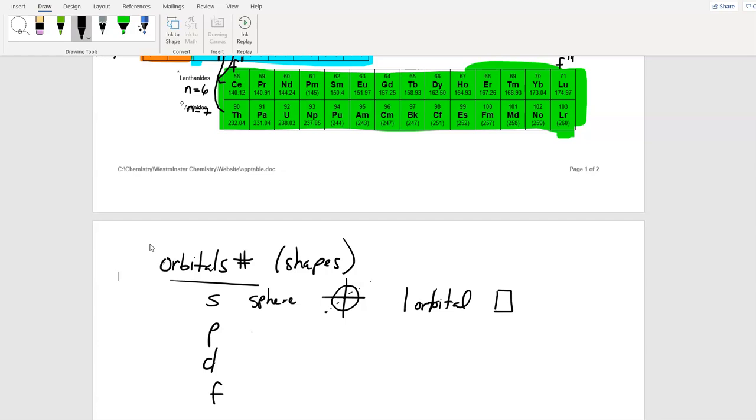So a P, they were those dumbbells. Now remember, how many different ways, X, Y, and Z, can you draw those dumbbells? Well, if this is called P to the X, then you could go P to the Y, and then P to the Z. I can draw a P orbital 3 different ways, so they have 3 different orbitals. When you do a P orbital, you have 3 boxes connected, because this is called X, Y, and Z.